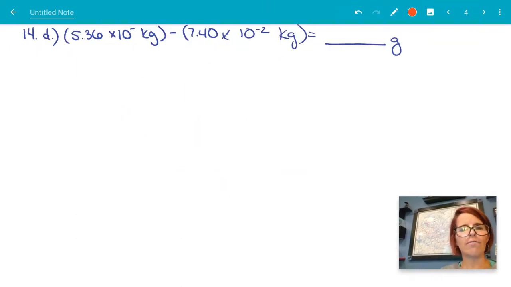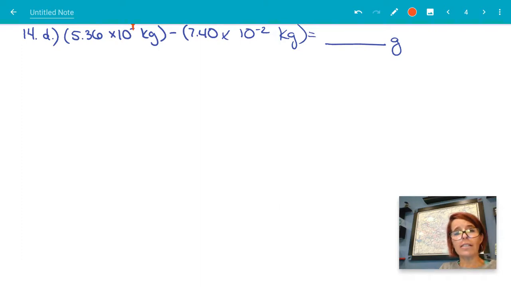All right, let's try 14D. I see that both of these are in kilograms, but all the way at the end, I need to convert it into grams. So I don't need to do any converting at the beginning. It looks like in my 14D, I missed a number. So it's 5.36 times 10 to the negative 1 kilograms, minus 7.4 times 10 to the negative 2 kilograms.